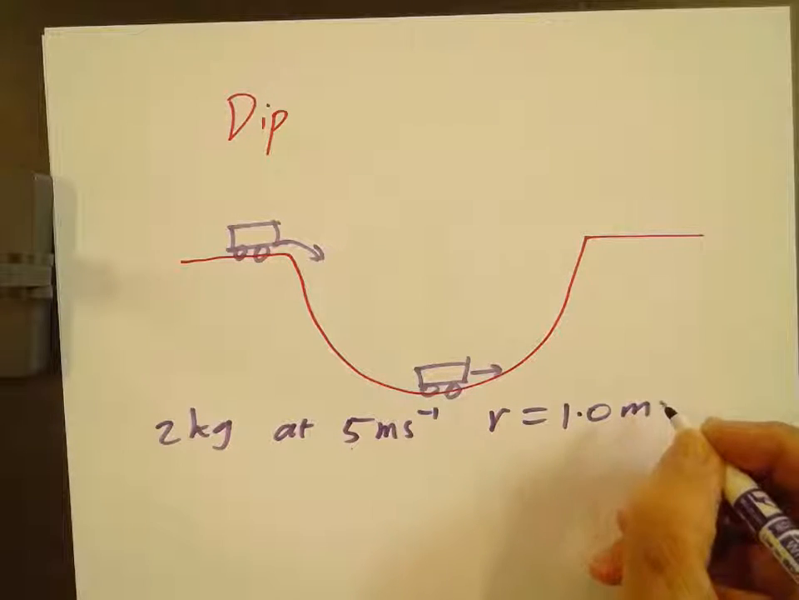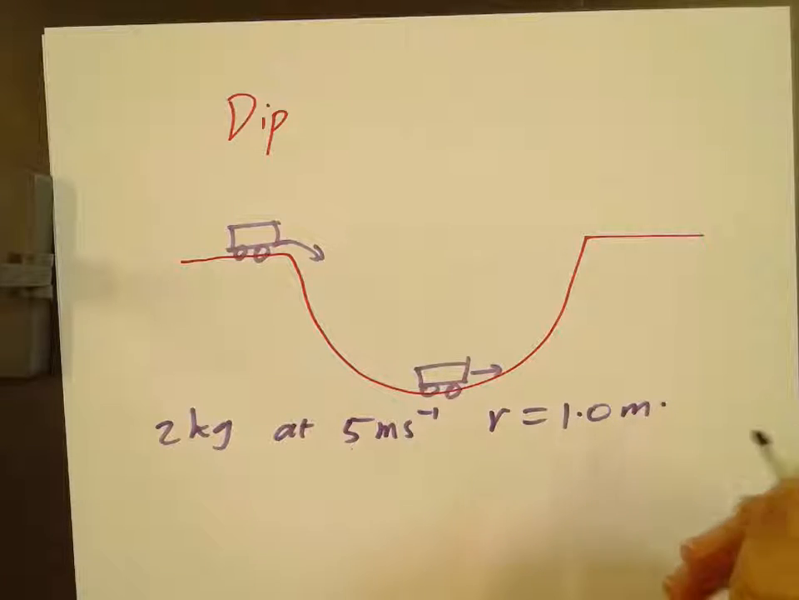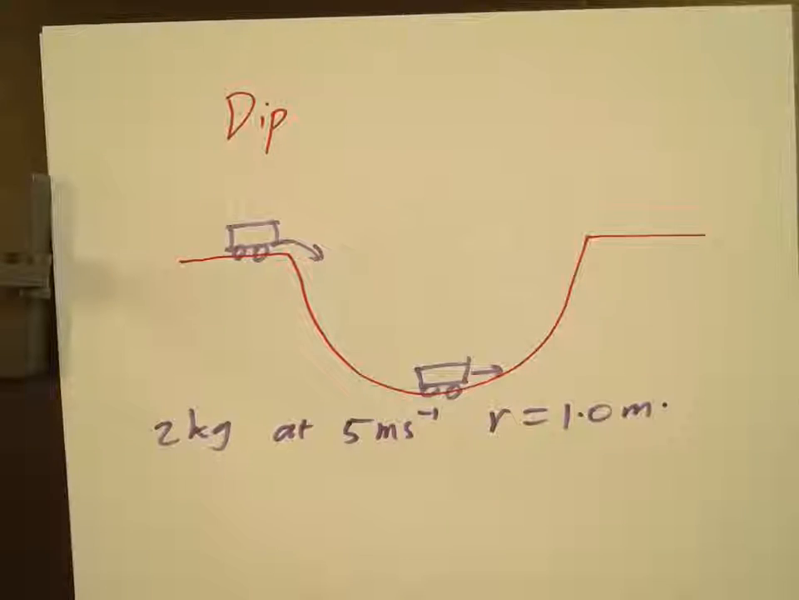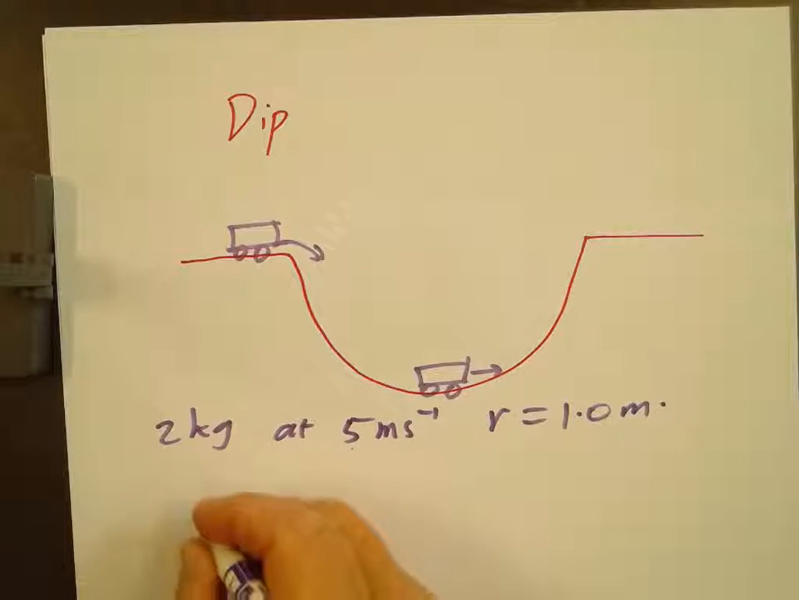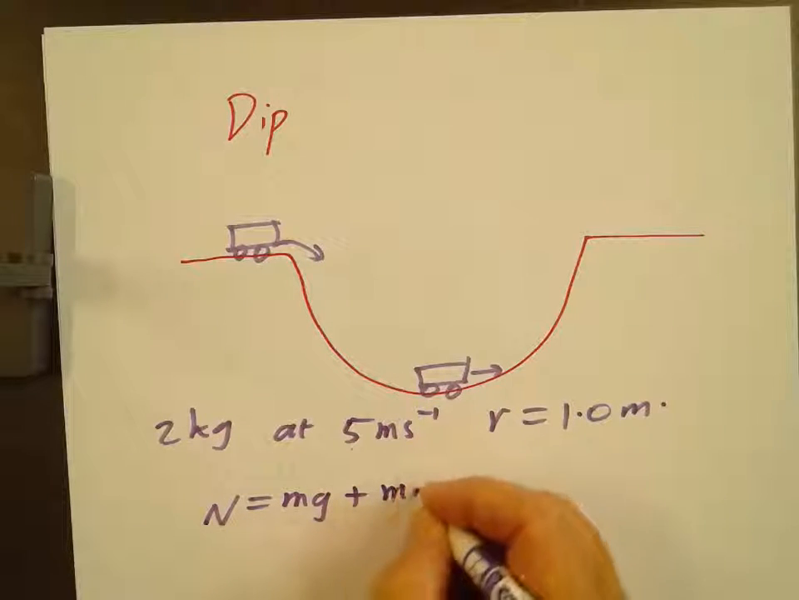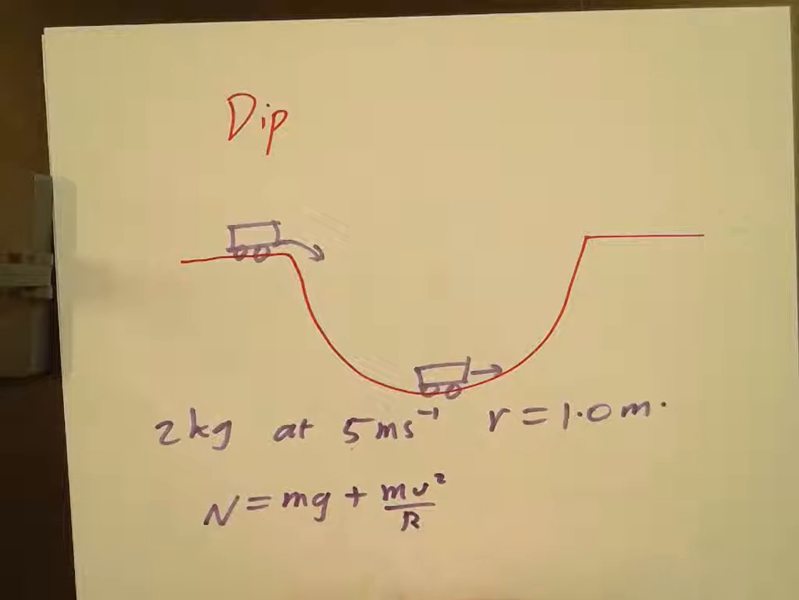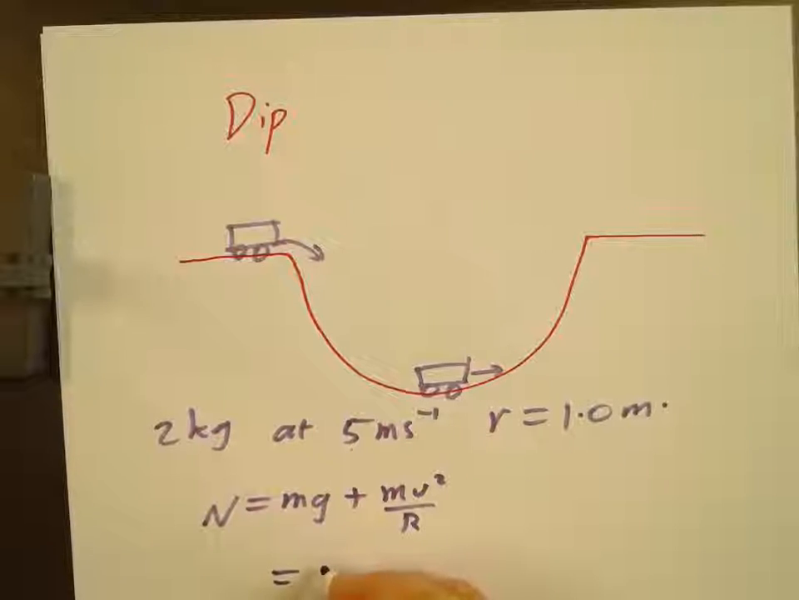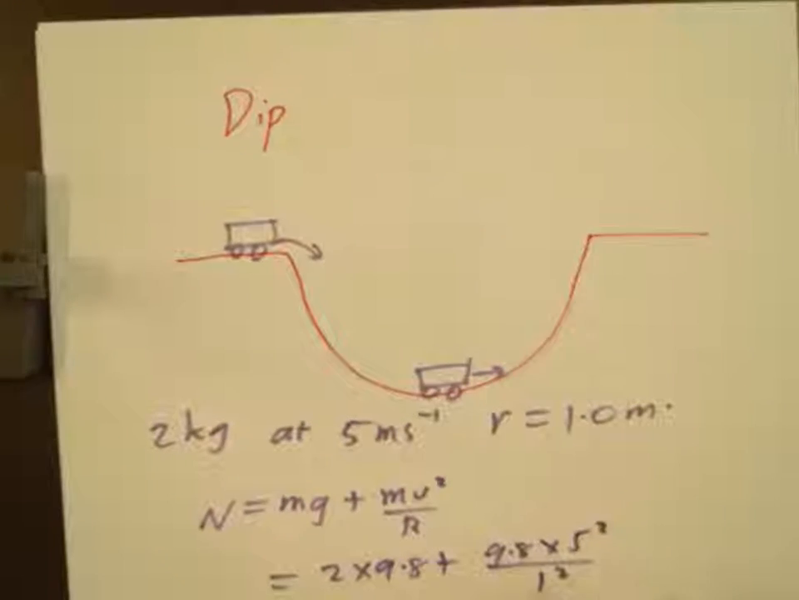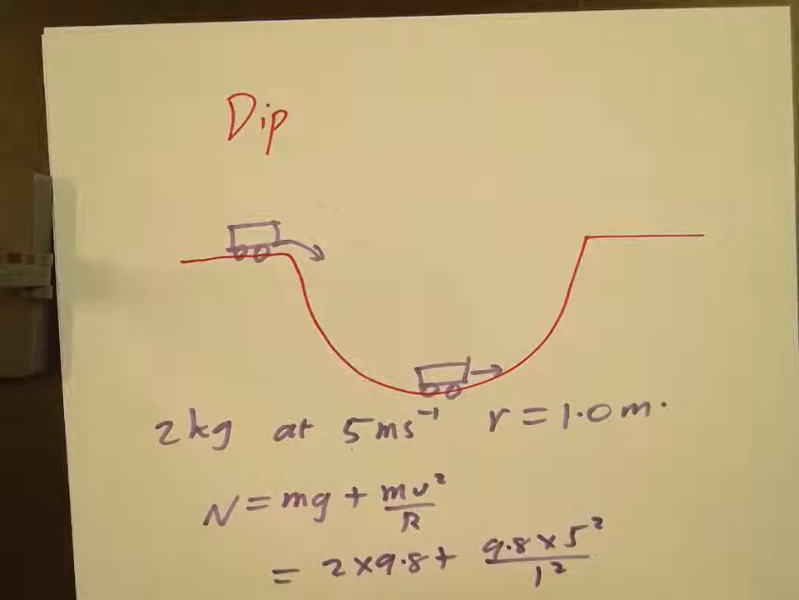So at the bottom, we know that the reaction is going to be mg plus mv squared on r, so that's going to be 2 by 9.8 plus 2 by 5 squared over 1 squared. And we'll calculate that in class because I don't feel like calculating immediately.